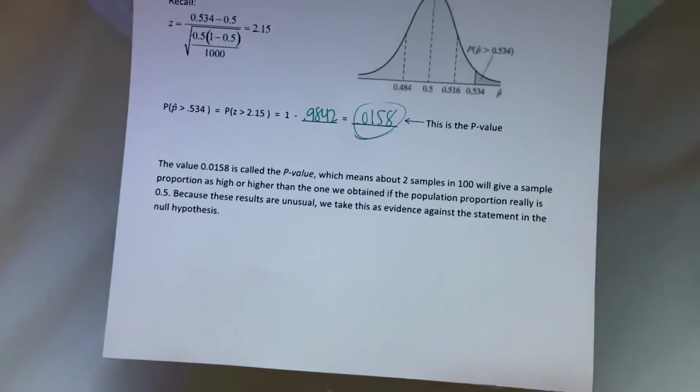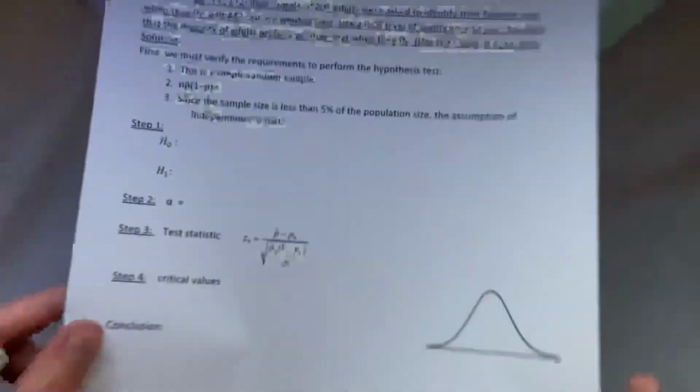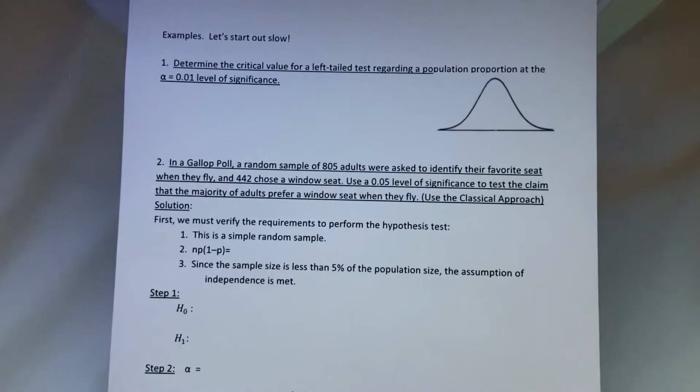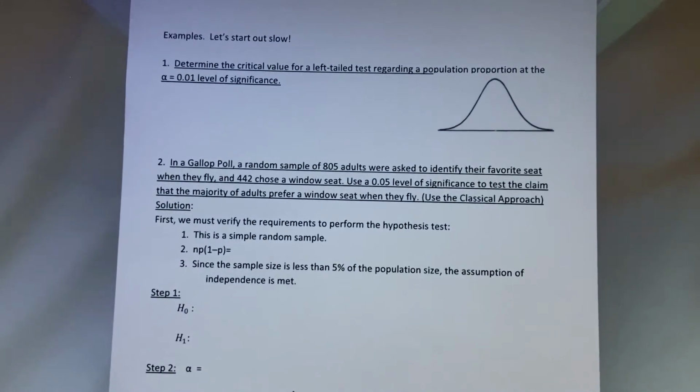So let's just start out a little slow, just by finding the p-value before we do a whole problem. Determine the critical value for a left-tailed test regarding the population proportion at the alpha 0.01 significance level.